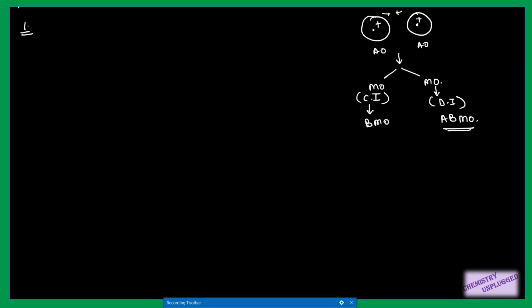So the first thing is that they should have the same symmetry, or almost the same, right? So an s orbital can mix with pz, but s cannot mix with px or py, right? They have different types of symmetries.